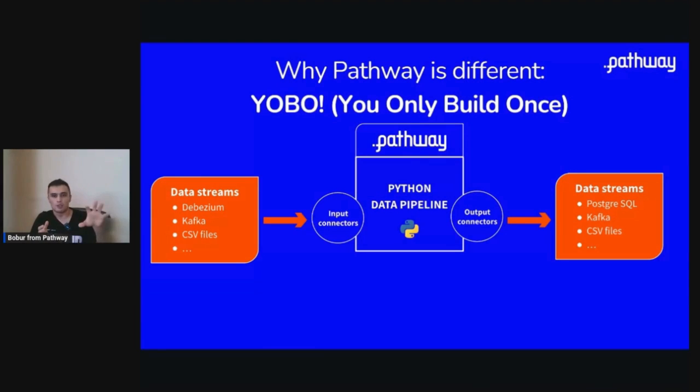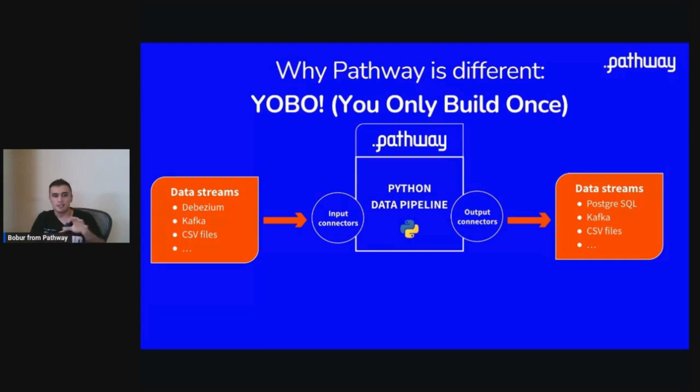In this case, if you're just writing one code to run for both batch processing and streaming, in practice, you need to first provide input connectors to plug Pathway over your data streams. Data streams can be Kafka topics or Debezium that uses CDC, change data capture, coming from your traditional databases like PostgreSQL or MySQL.